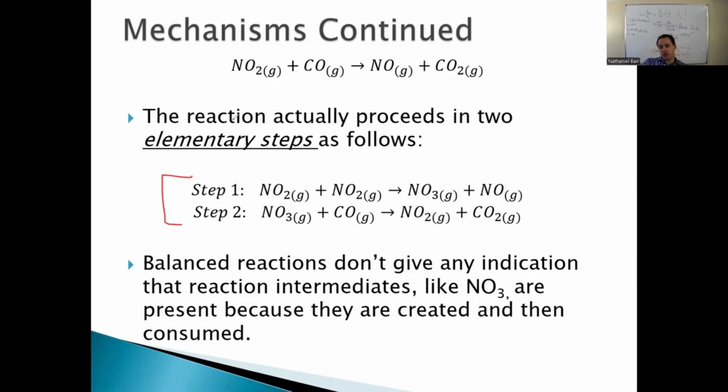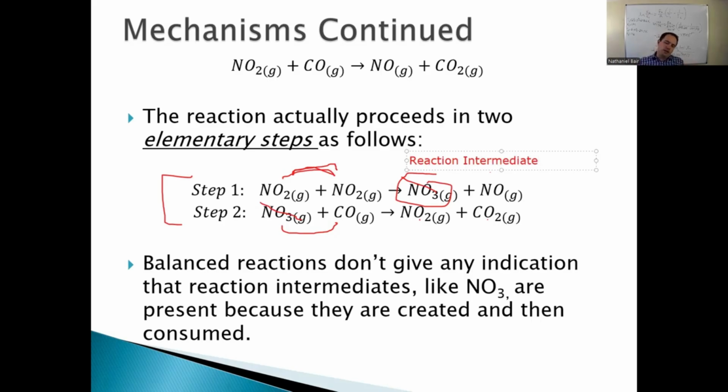Somebody has studied this reaction. What actually happens is two NO2s collide to make an NO3 and an NO. And then that NO3 that got made collides with a CO to make an NO2 and a CO2. This NO3, we don't actually know that it exists because it gets created and then consumed. We call that a reaction intermediate. So NO3 is a reaction intermediate in that we made it and then it got used up.